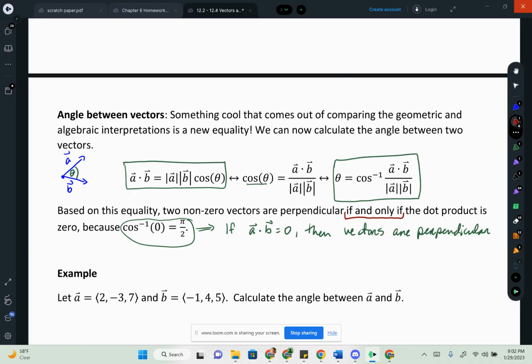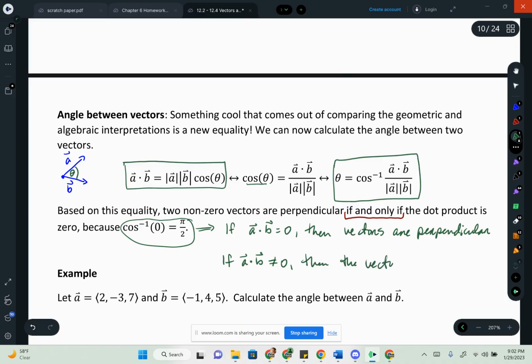You might be asked to determine, are these two vectors perpendicular? And you're like, I don't know, I'm just looking at two vectors. I have no idea if they're perpendicular. Well, we can find the dot product, and if it's 0, they're perpendicular. If A dot B does not equal 0, then the vectors are not perpendicular. Pretty simple. They either are or they're not.